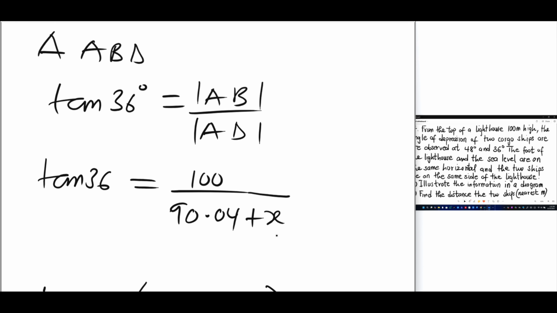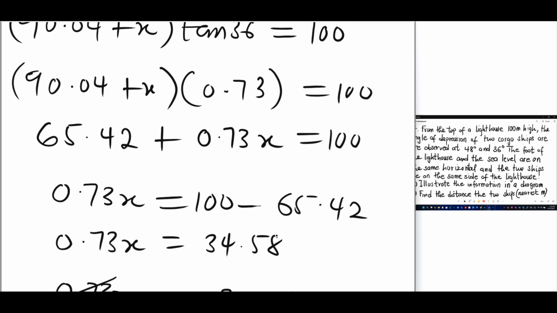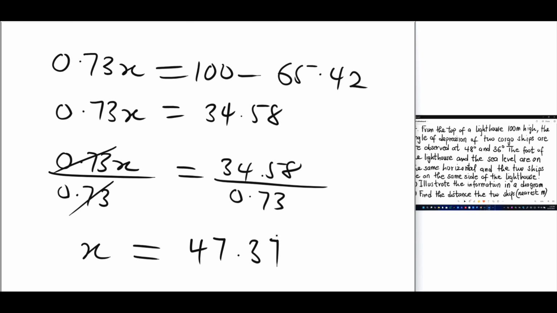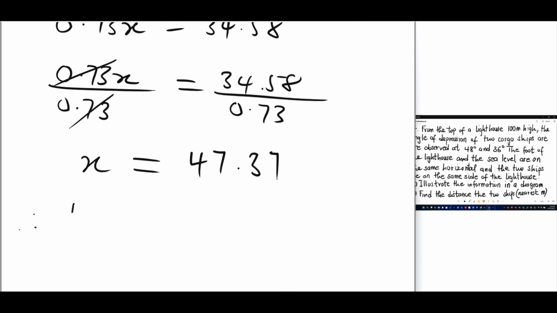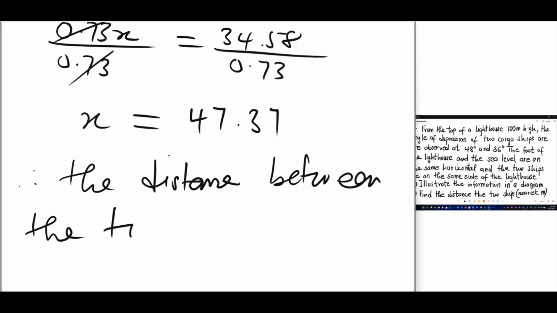Looking at this one, we have the distance between the two ships as x, which is from C to D. So we conclude that, and we have to leave the answer to the nearest meter. So therefore, the distance between the two ships is 48 meters. All right. Thank you for watching. Bye.